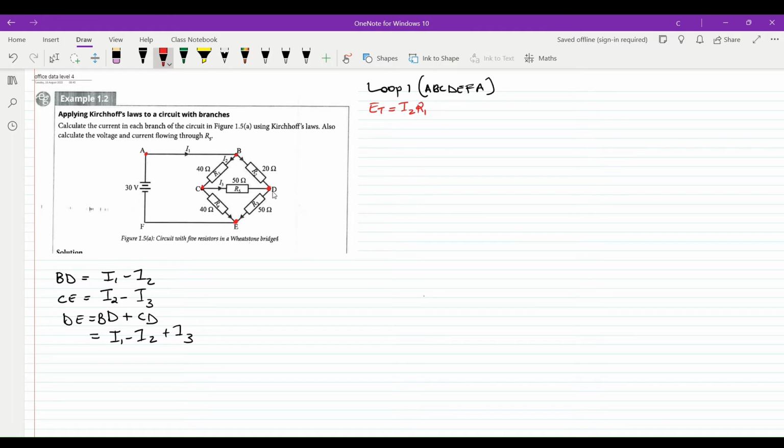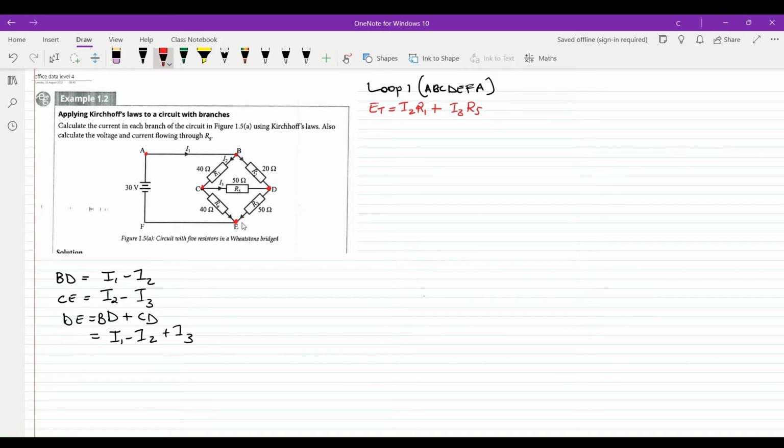CD, we do have a resistor still, and we have a current I3. There, I've also noted that the volt drop will be positive because the loop is also moving in the same direction as the current. I3, R5.